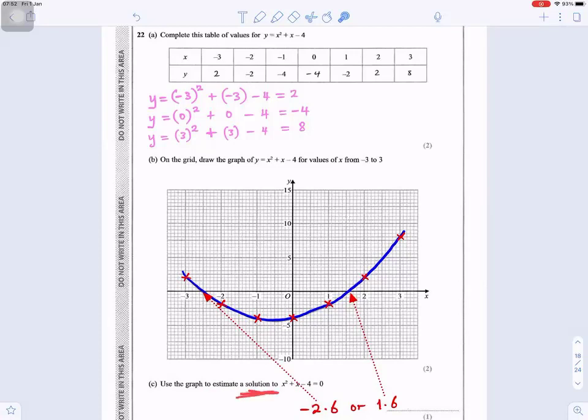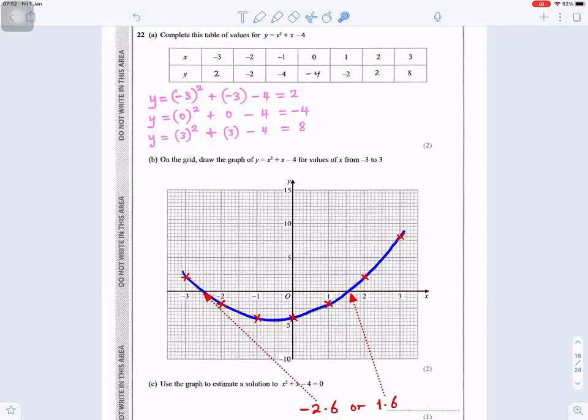Solution means to find where it crosses the x-axis. This is the x-axis. That red line I've drawn there represents the x-axis. Where does the blue line cross it? It crosses that x-axis at 2 points. This point there and this point there. And whatever that point is, that is the solution.